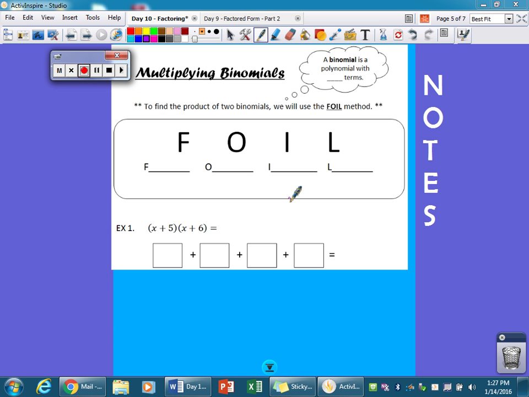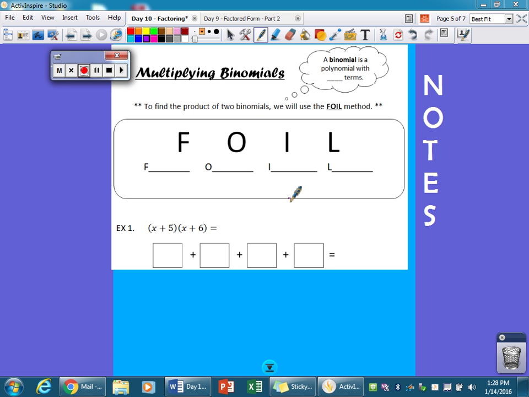Okay, so today we are multiplying binomials, and we are using the FOIL method to do that. Now that might sound pretty confusing at first, but hopefully by the end of this lesson you'll understand what this means. So first of all, whether you believe it or not, we have been working with binomials, okay?